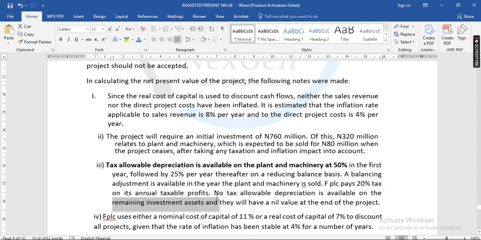Can you see it? Class, 760 minus 320. What do you have? 440. Class, 440. So which means that the 440 will not be allowed for tax allowable depreciation or anything. And they will have a residual value at the end of the project.